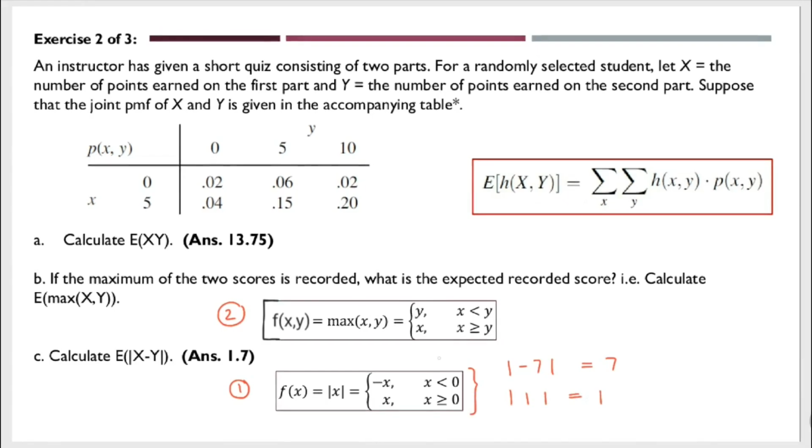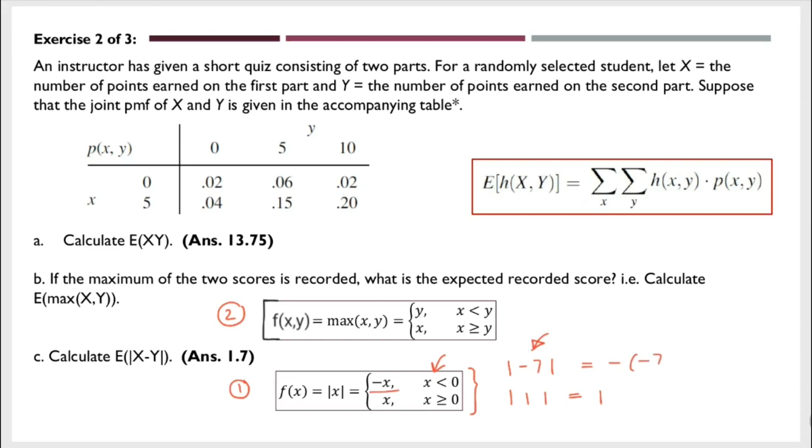So if I give you a value of x that is less than 0, so for example, in this case, I gave you minus 7, then you will give me minus of that thing. So obviously, minus 7 will give me positive 7. And in the event that I give you something greater than or equal to 0, like I did here, then you'll just take it as is. So you'll just get 1.